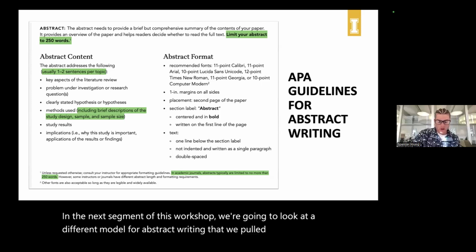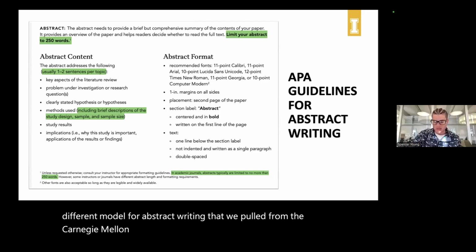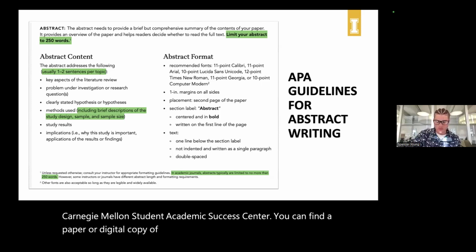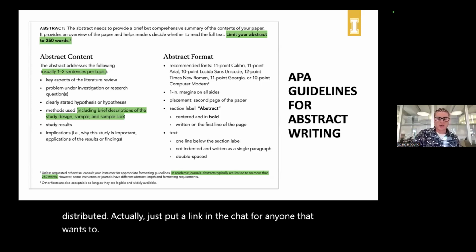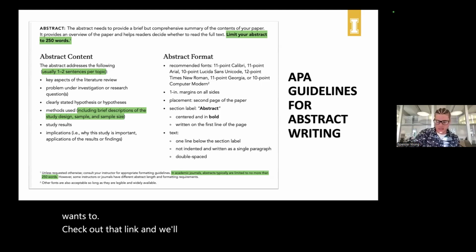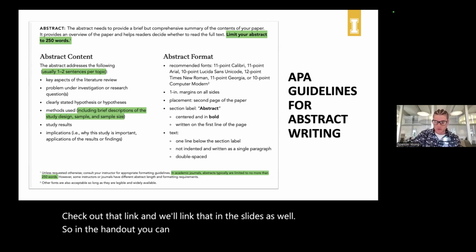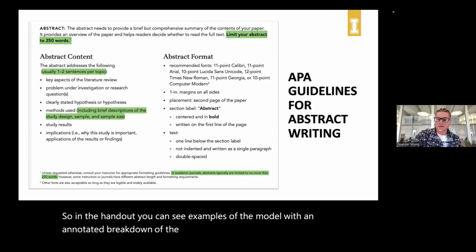In the next segment of this workshop, we're going to look at a different model for abstract writing that we pulled from the Carnegie Mellon Student Academic Success Center. You can find a paper or digital copy of this resource among the handouts that we distributed. I actually just put a link in the chat for anyone that wants to check it out, and we'll link that in the slides as well. So in the handout, you can see examples of the model with an annotated breakdown of the steps.